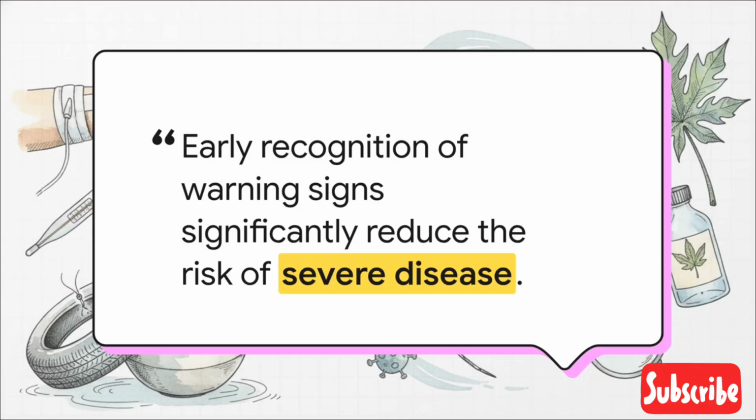As we wrap up this explainer, I want you to remember this core takeaway drawn directly from global health guidelines. Early recognition of warning signs and appropriate supportive treatment significantly reduce the risk of severe disease and death. Dengue can be absolutely terrifying, especially when you know about the Trojan horse effect of a second infection, but it is highly manageable when we use the structured knowledge we just went through.